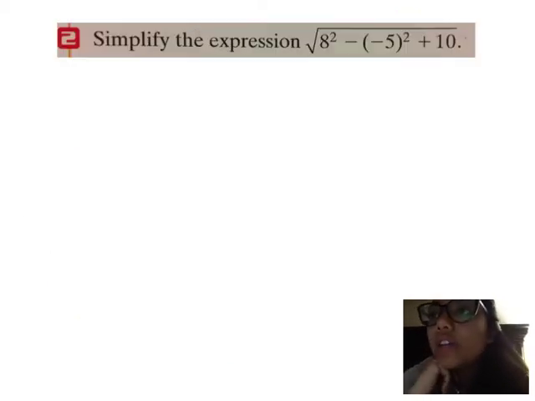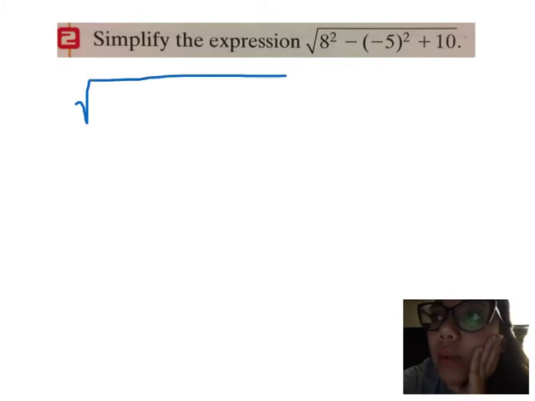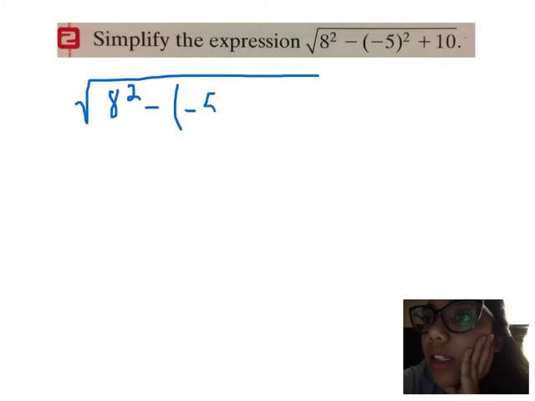So, this one you're going to have to use order of operations. It says simplify the expression. So, when you have a radical, which is that cool looking division sign, but it's not division, but some of you mistake it for division, this sign right here, when you have a radical, that's also kind of like saying it's in parentheses. So, I have my radical, 8 squared minus, I'm just rewriting it because I like to rewrite stuff, negative 5 squared plus 10.